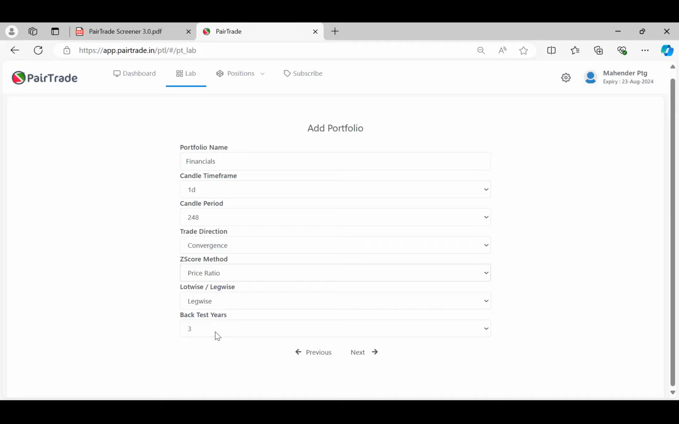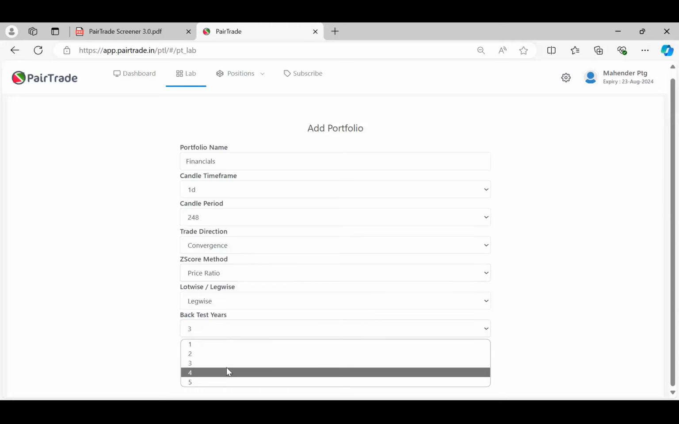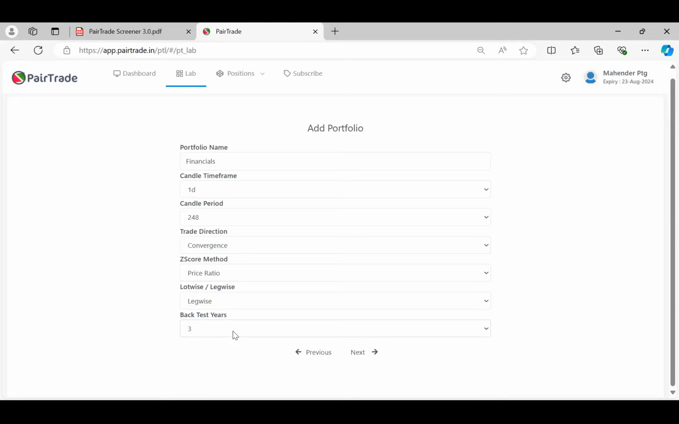Similarly, what would be the backtest years? I can select a maximum of 5 years. Right now I will be selecting 3 years, because when I take 5 years, the Corona data would be included, which might skew our model. So I'll take 3 years.